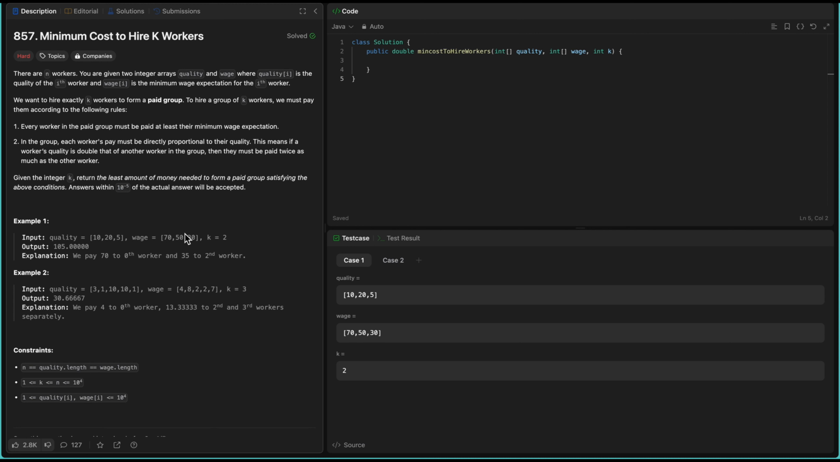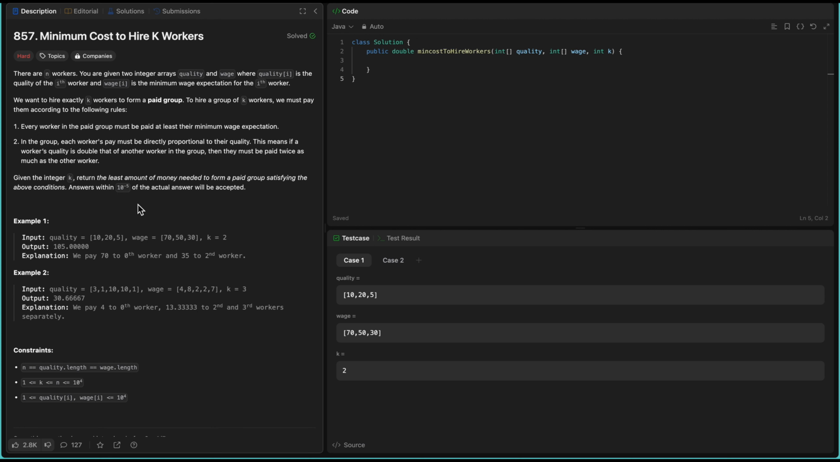So this wage expectation is coming from this wage array, right? And the second rule is in the group, each worker's pay must be directly proportional to their quality. So what this means is if a worker's quality is double that of another worker in the group, then they must be paid twice as much as the other worker.